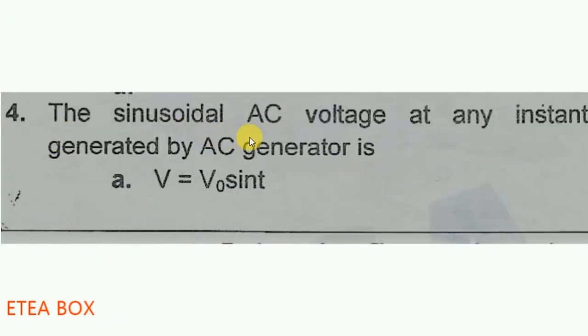The sinusoidal AC voltage at any instant generated by an AC generator is. Now here we know that V is equal to, where V is the instantaneous value. V is equal to V naught, where V naught is the peak value, sine of theta. So here V is equal to V naught sine theta, where theta is equal to omega t. Omega is the angular velocity, and angular velocity is equal to 2 pi f. So here the correct answer is V is equal to V naught sine 2 pi f t. C is the correct option.